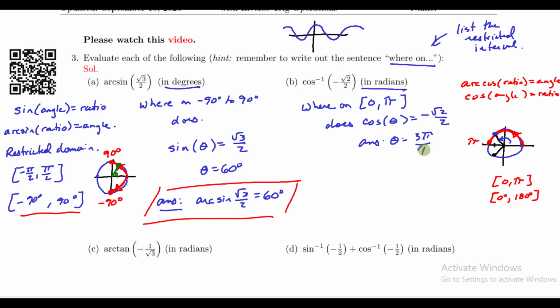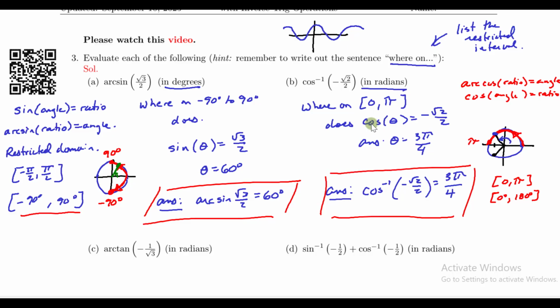So now I'm ready to answer the question. The answer to the question, what is the arc cosine of minus the square root of 2 over 2, the answer to that question is 3 pi over 4 radians. It's the answer for two reasons.